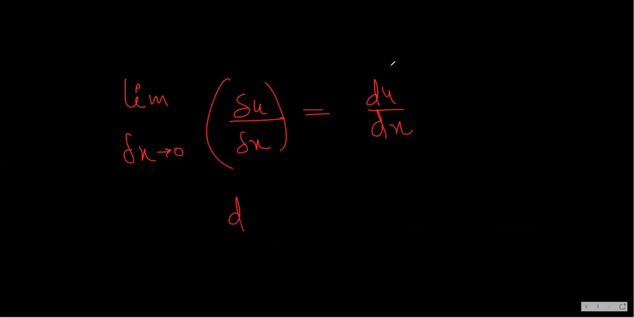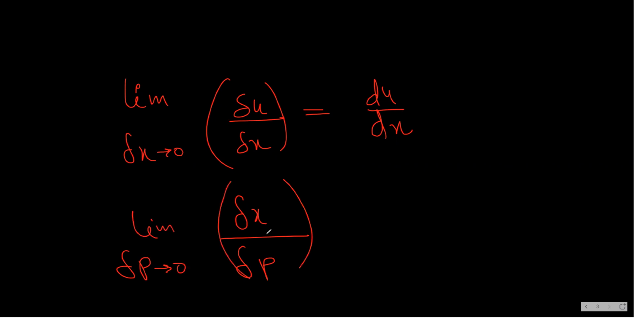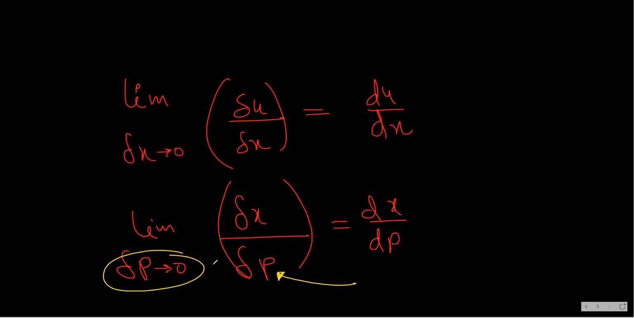If I have delta x upon delta p, and I'm given delta p tending to 0, then this will get me the derivative of x with respect to p, that is dx by dp. What is important? By definition of derivative, whatever change that you have in the denominator, it is that change which should tend to 0. Then the limiting value of this is the derivative of the numerator variable with respect to the denominator variable.